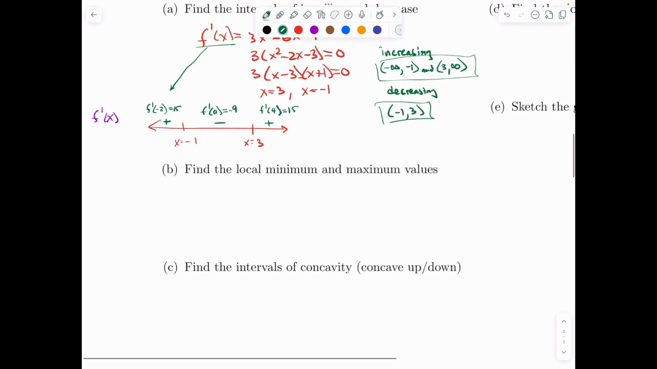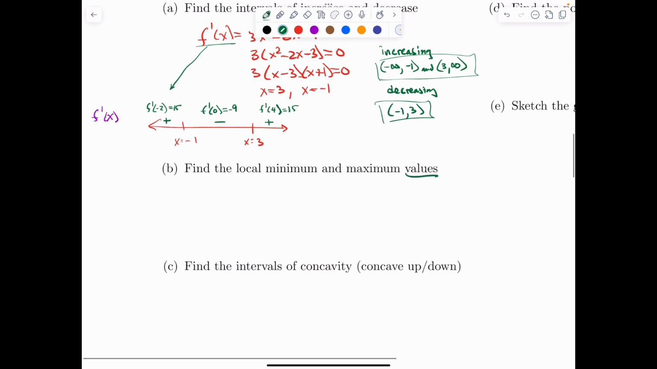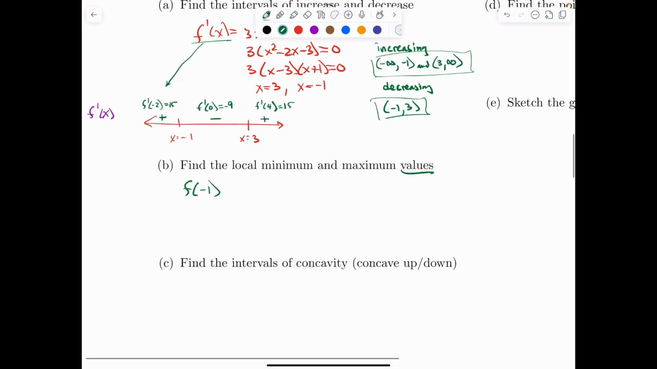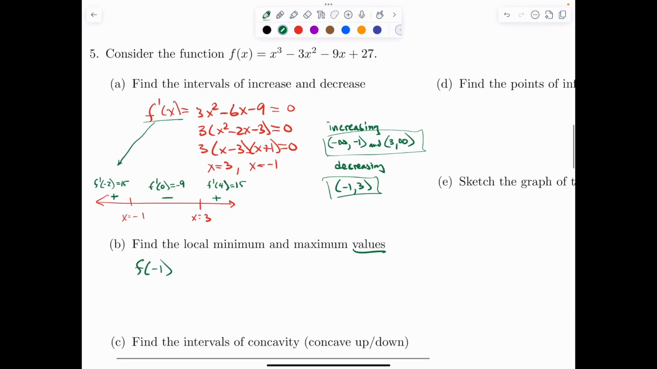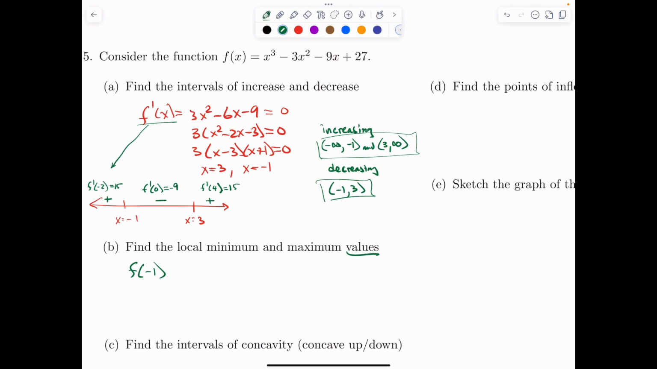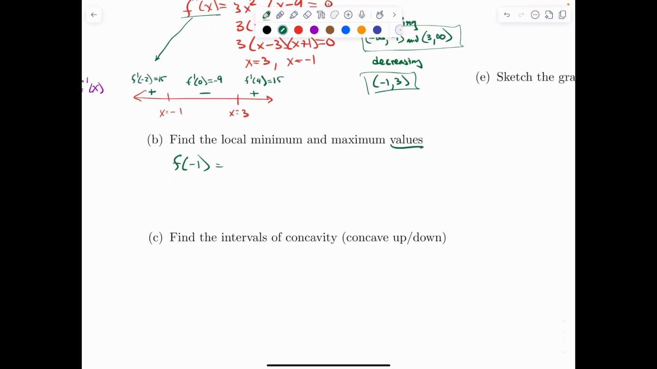Local maximum and minimum values, those are the actual values. So f of -1, this is going to be a local maximum, because you're increasing then decreasing there. So f of -1, I go back to the original function and plug -1 into that, and I get -4 +5, so +32 is a local max.